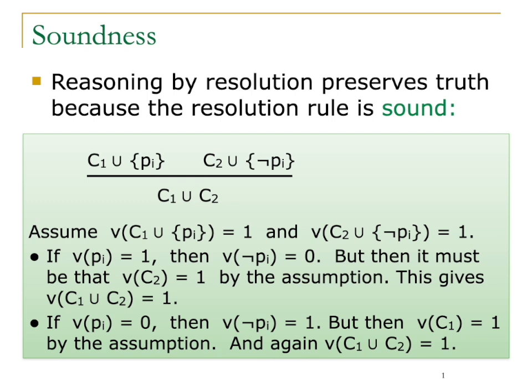The method of proof by resolution is sound, meaning that it preserves truth. This is so because the resolution rule itself is sound. To see this, let us look at the rule. As assumptions we have, first of all, the clause C1 combined with the literal pi, and as the second assumption we have clause C2 combined with not pi. And from these assumptions we conclude the clause which is the union of clauses C1 and C2, and the literal pi is dropped.